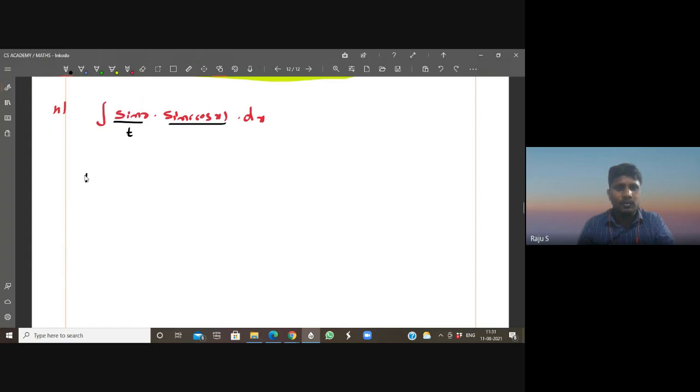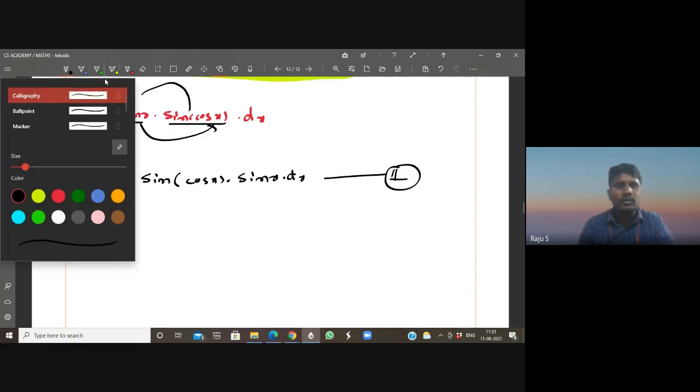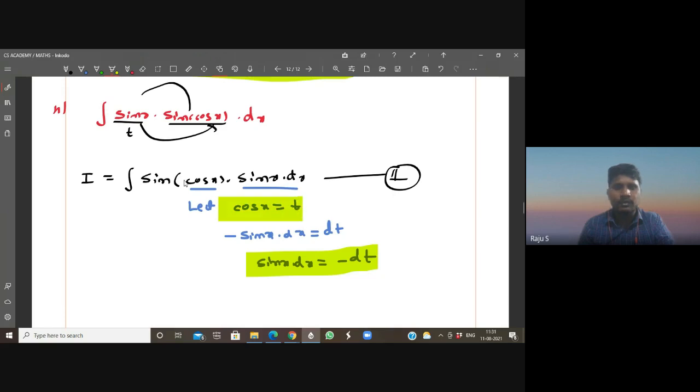So I is equal to sine of cos x into sine x into dx. Shall I write like this? This one is the first function, sine x is the second function. Now tell me, what function can we consider as t? Let cos x is equal to t. What is the derivative of cos x? Minus sin x dx is equal to dt. But we require only sin x into dx. So sin x dx is equal to minus dt. Is it clear, students? I'm taking cos x as t.